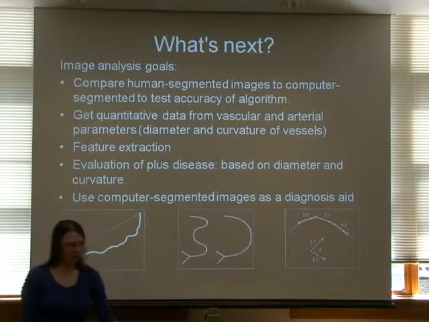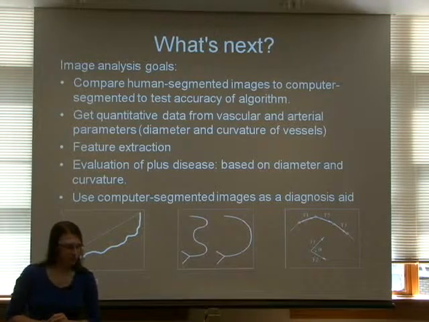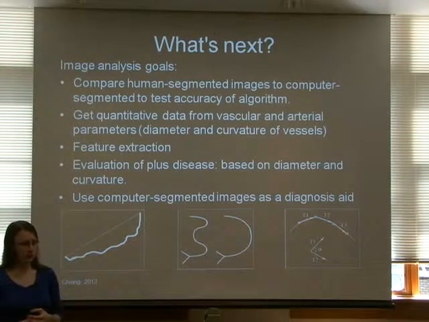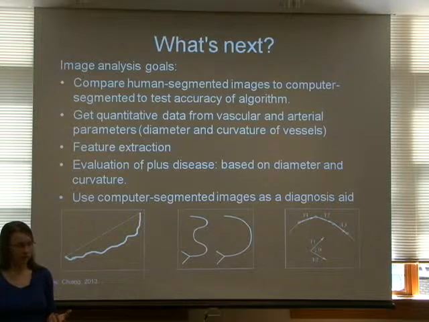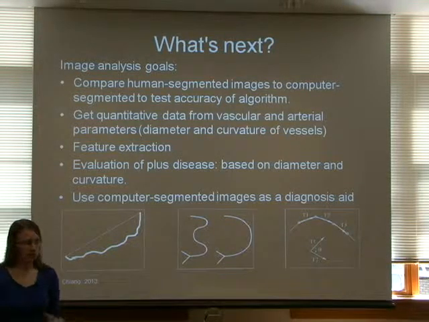As far as what's next, getting back to the project I worked on, what we're working on right now is comparing these human segmented images to computer segmented to test the accuracy of the algorithm and improve it as needed to make sure that we can get an accurate algorithm. We're also getting this quantitative data from the vascular and arterial parameters, which is, again, the diameter and curvature of the vessels, important for plus disease. We're working to get feature extraction from the images, and feature extraction is the diameter and curvature of the vessels.